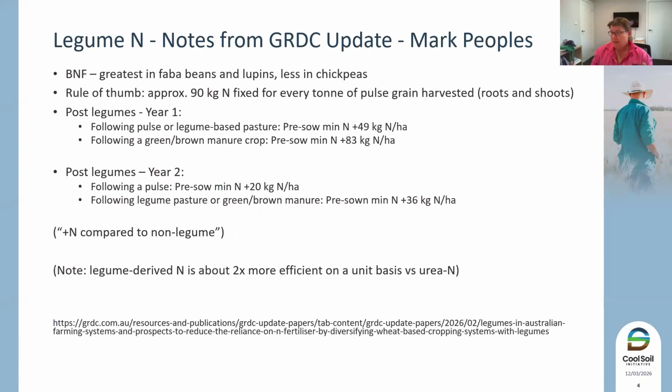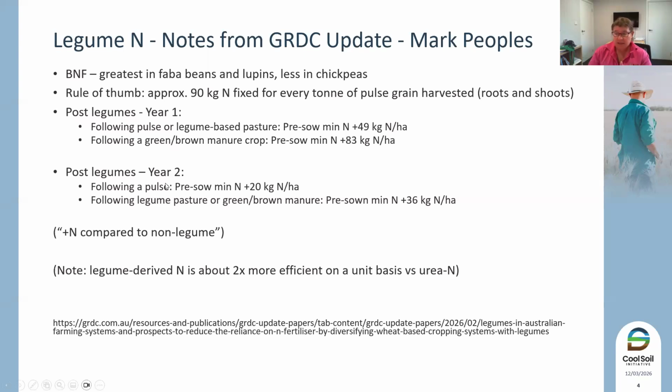So when we look at these numbers, if we're talking at pre-sow mineral N of an additional 49 kilos, that's the ammonium and nitrate in the system within the soil profile, generally about 0 to 60 centimetres in our southern systems, down to 1.2 metres in the northern systems. So that's an additional nitrogen that can be available for plant use.